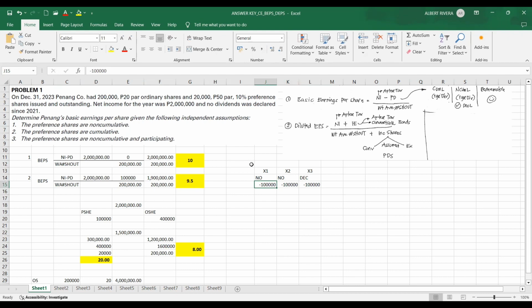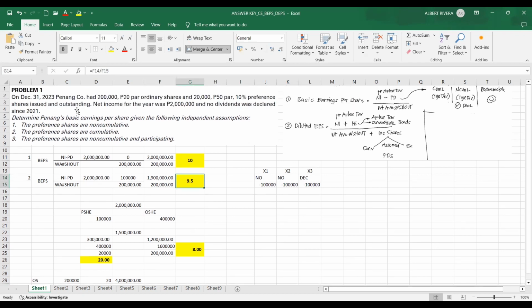So here, since this is cumulative, regardless of declaration, deduct a 1-year dividend. So this is 2 million minus 100,000. This is 1.9. And the weighted average number of shares outstanding remains at 200,000. It did not move. So this would now be 1.9 divided by 200,000. This is now 9.5. The basic earnings per share is 9.5. Okay, so that is item 2.